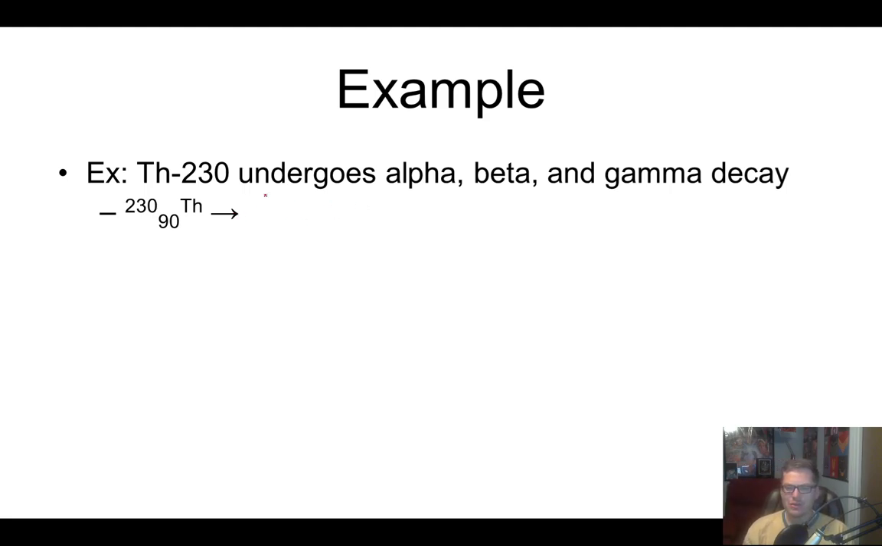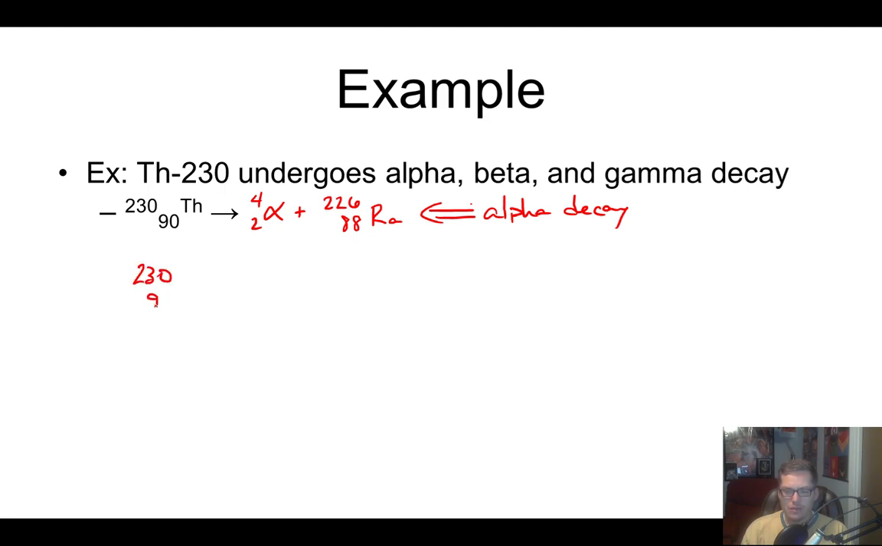So thorium undergoing alpha decay. Remember, for alpha decay we write our alpha symbol, 4-2; you can also write helium just fine. The thorium is 230, so this means it needs to be 226, and then 90 minus 2 means this has got to be 88. We look at the periodic table, find 88, and we see it's radium, so Ra. That's alpha decay.